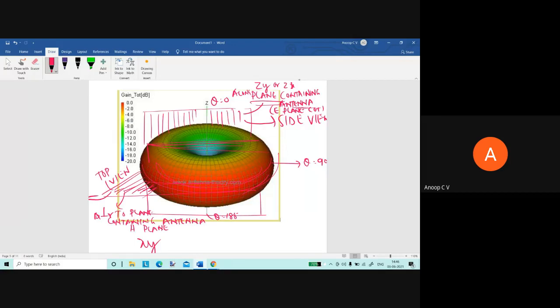The cut along the plane containing the antenna is called the E-plane cut, and the cut perpendicular to the plane containing the antenna is called the H-plane cut. I want you to be comfortable with these terms. Now, if you take the H-plane cut, it will be the top view of a donut.